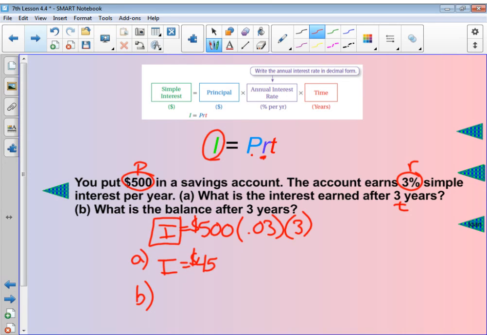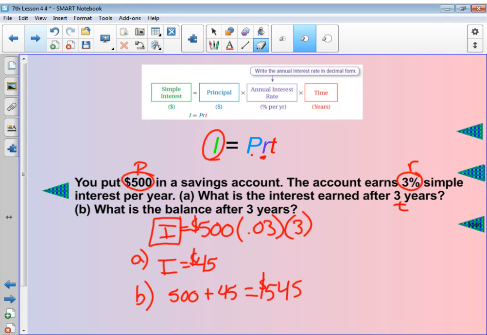Well, after 3 years, I had the $500 originally, plus I got paid the interest. So we're going to take 500, the principal, plus the $45 interest. We get $545 for our new balance. Okay, so that's just working a basic bank account, savings account, getting paid that money.